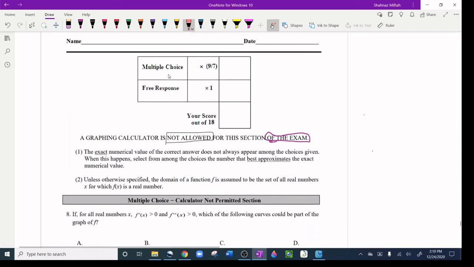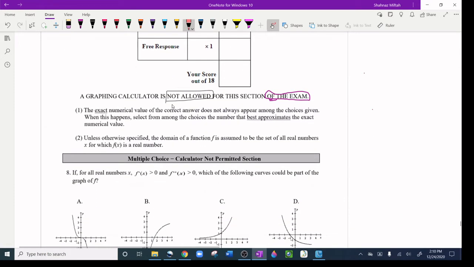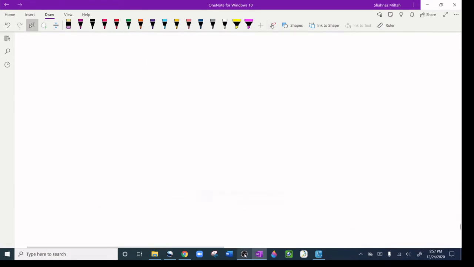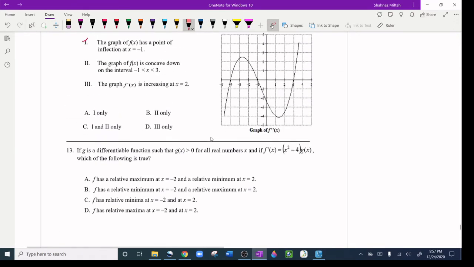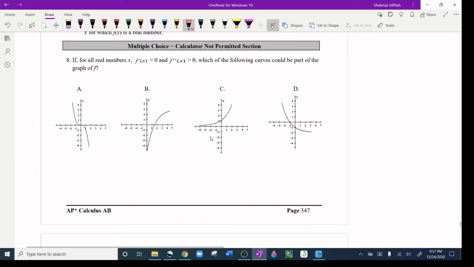Now the next part is the take-home test. This is part 2, where the calculator is not allowed. Question number 8. If for all real numbers x, f prime x is greater than 0, which means the tangent slopes are positive, and f double prime is greater than 0, which means it's concave up, which of the following curves could be part of the graph of f?